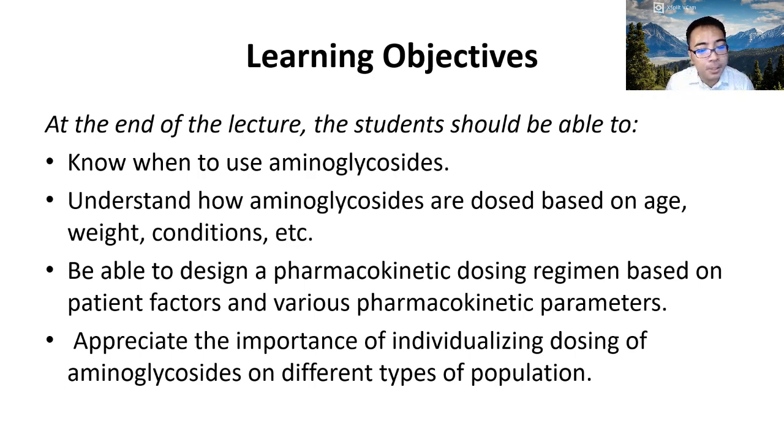Third is to be able to design a pharmacokinetic dosing regimen based on patient factors, such as may kidney failure ba ang patient ko, weight, age, stuff like that, and various pharmacokinetic parameters. And lastly, class, to appreciate the importance of individualized dosing of aminoglycosides in different types of population.